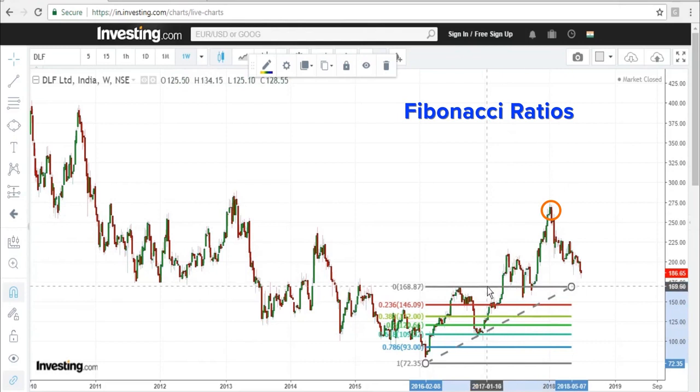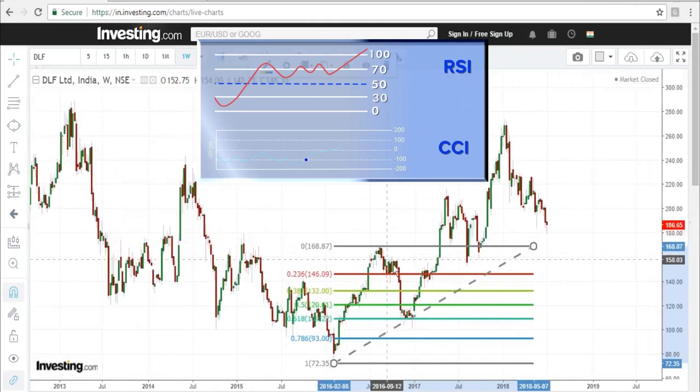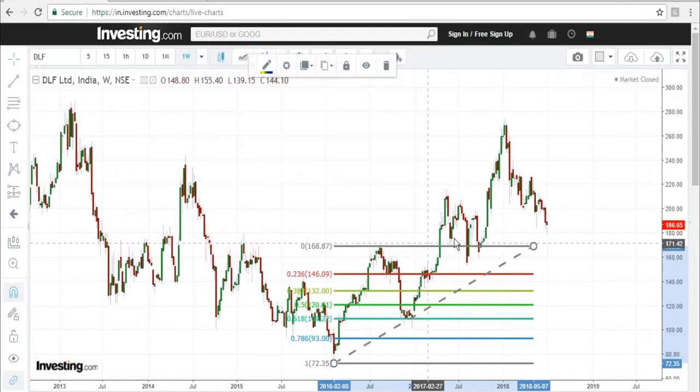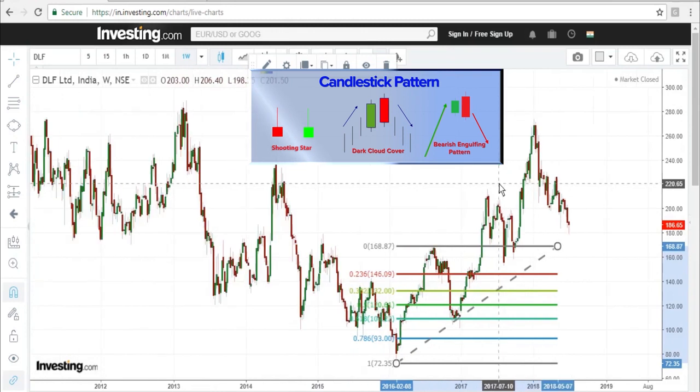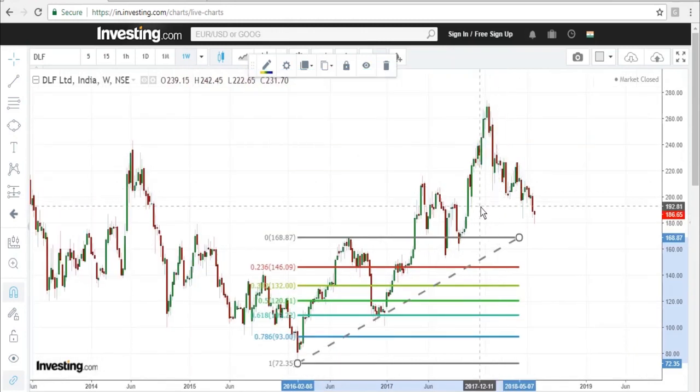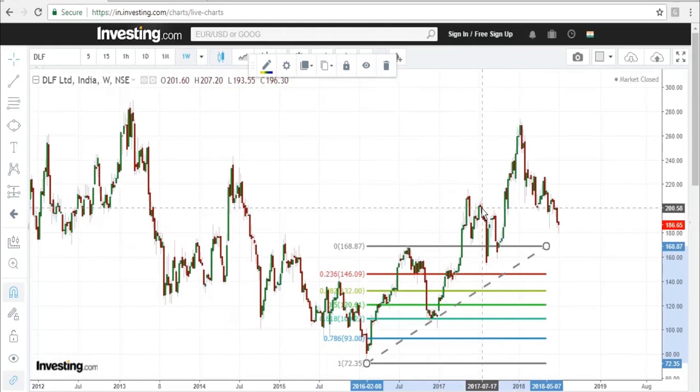Now, Fibonacci ratios are not standalone. We should have some indicators, some RSI or CCI. We have studied many indicators in our course. So with RSI, CCI or some kind of candlestick pattern, we can look at them. We can approach the market based on a confluence of two or three patterns or indicators. Based on that, we can decide this can be a low risk entry point for somebody to enter the market with some stop loss.